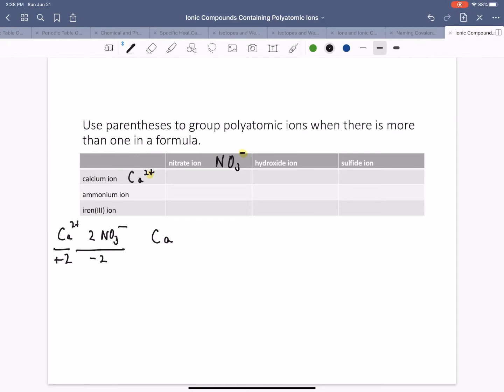Calcium, the cation, goes first, it's on the left on the periodic table, and then nitrate, and say 2 of those, because it looks like we have 1 calcium, 1 nitrogen, and 32 oxygens, and that's not what we mean to say. What we mean to say is 1 calcium and 2 nitrates. So what I need to do is use parentheses to group the nitrate into a chunk when we have more than 1 in a formula.